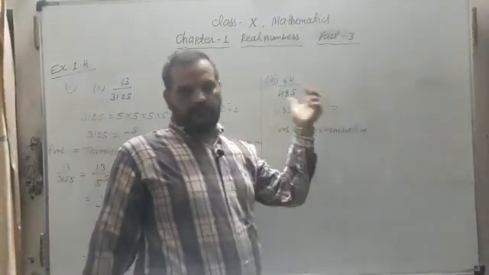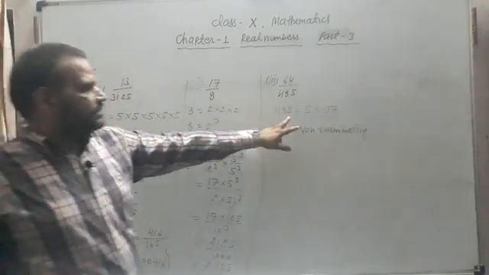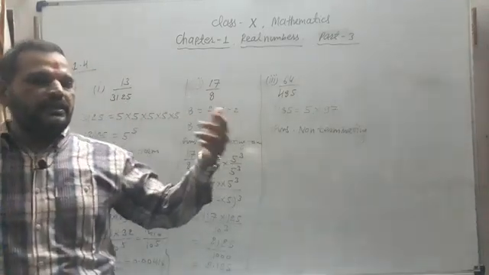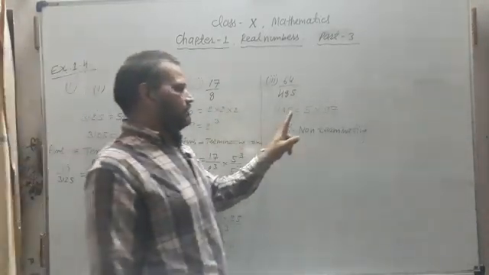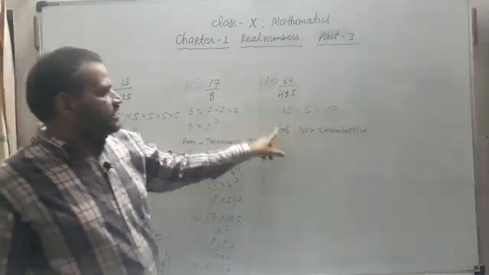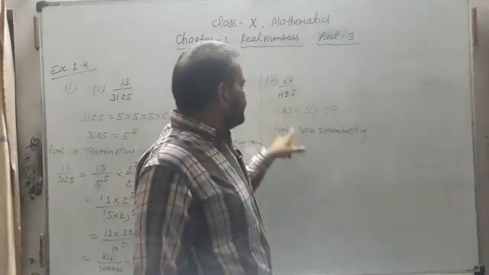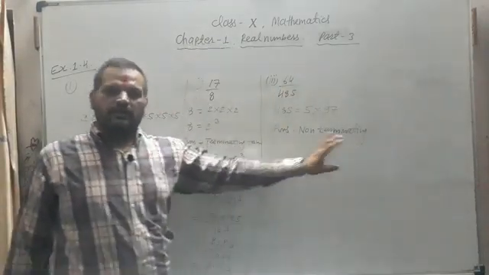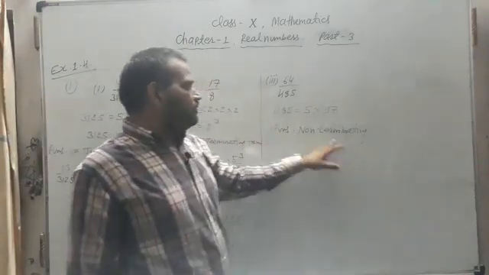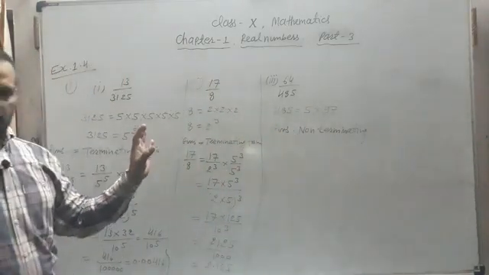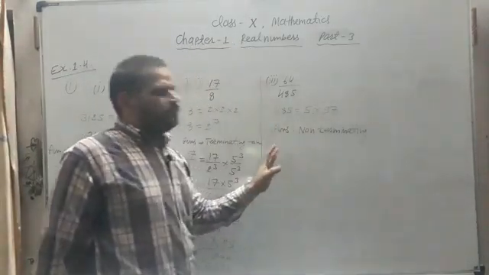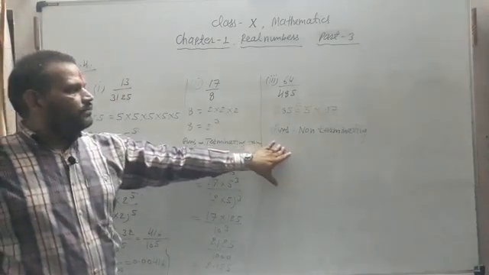Now in the third part, the denominator is 485 and the factors of the denominator are 5 into 97. 5 is the first factor, 97 is the other factor, and if the denominator has any other factor except 2 and 5, then the form will be non-terminating. So in this case, this number has a non-terminating form of decimal expansion. Clear? And in case of non-terminating form, it is not necessary to find the decimal form, or we can't find the decimal form of the number.